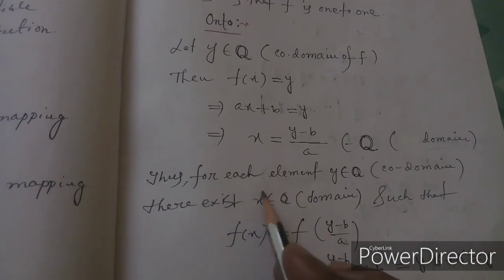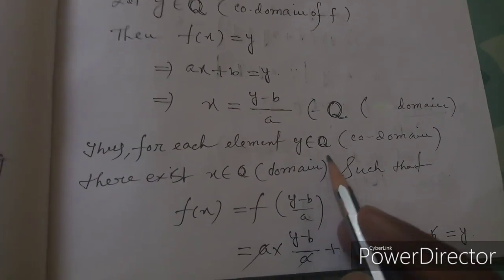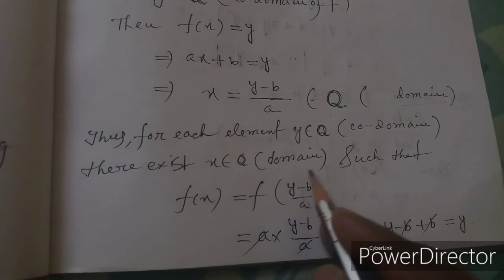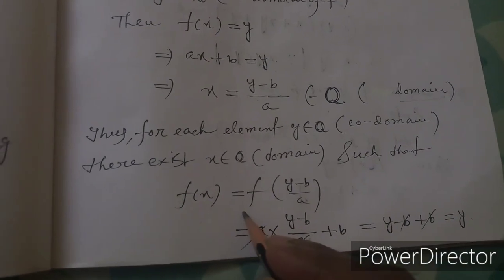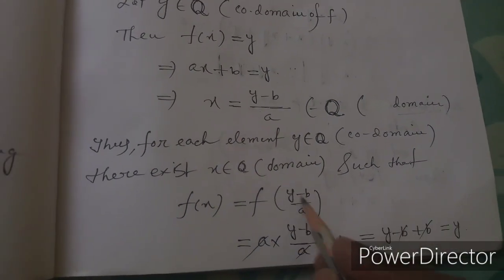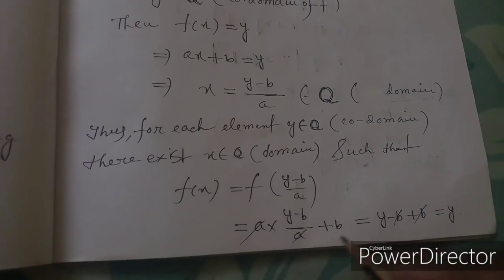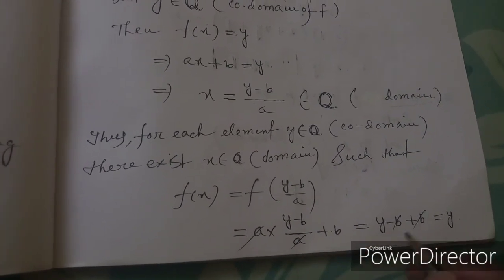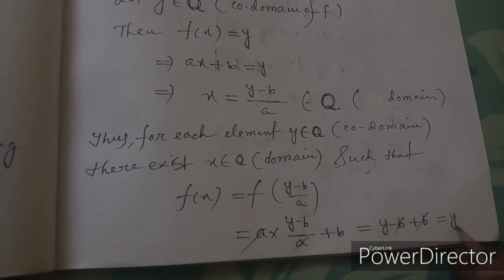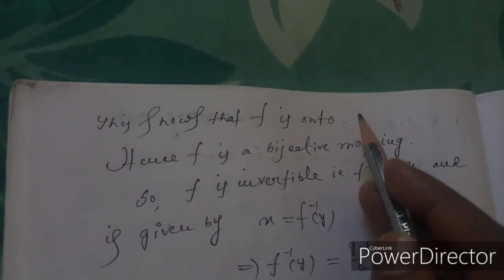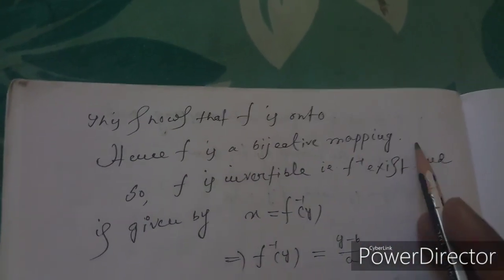So thus, for each element y belonging to Q, the codomain of f, there exists x belonging to Q, the domain, such that if x equals, what is the value of x? y minus b by a. Put it: a into (y minus b by a) plus b, a cancels out, y minus b plus b, that means y. And this shows that f is onto, that means surjective. Hence f is a bijective mapping, obviously.